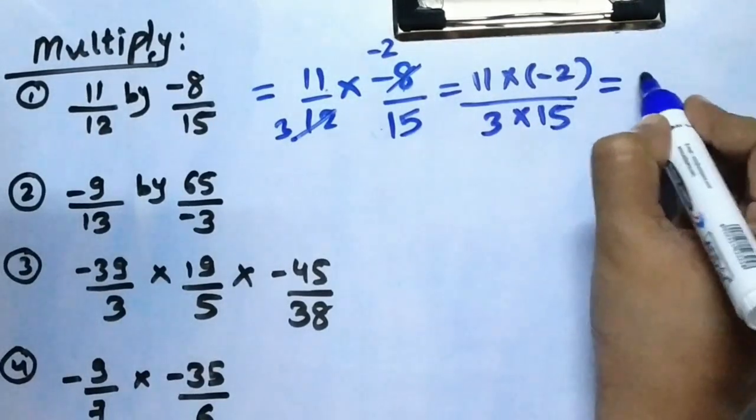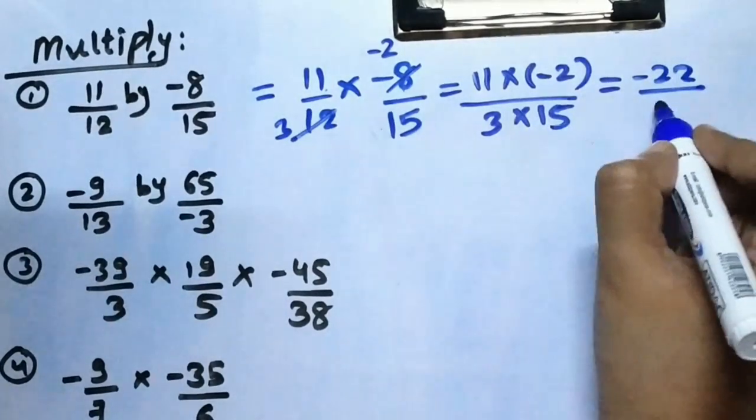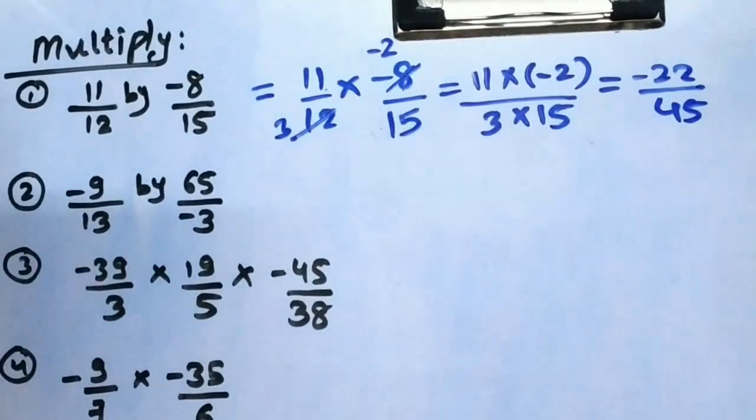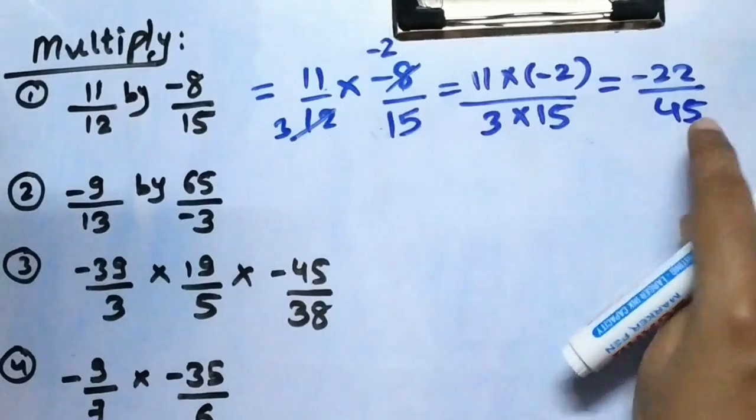Friends, 11 2s are 22, that is negative 22, divided by 15 3s are 45. So this is the answer.